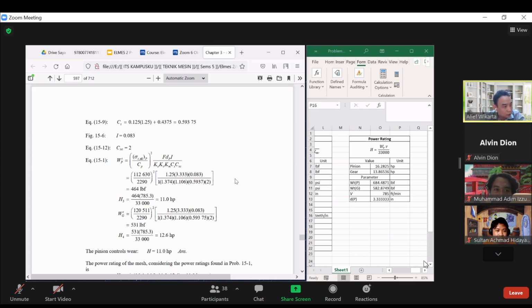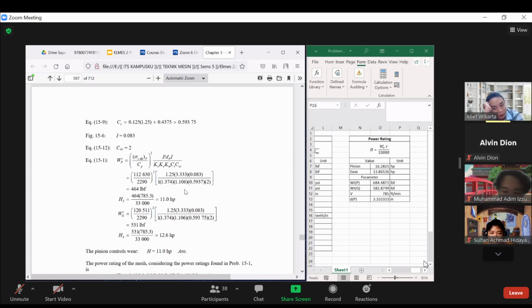Okay, how about now my need is around 14 horsepower? I think this gear will fail because of wear, because here it is just 12 horsepower. Just 11. Okay, so we cannot use this bevel gear.